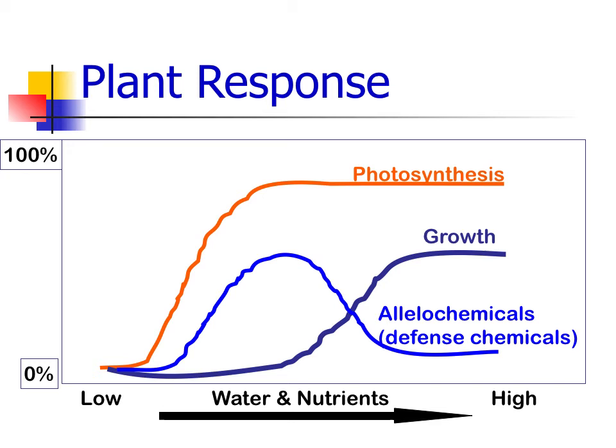nutrients already occurring, we can see very quickly that photosynthesis maxes out on the relatively low amount of water and nutrients. This is all relative depending on various plants, but you get the idea that it doesn't take a lot of water and nutrients to get photosynthesis for most plants to max out very quickly.